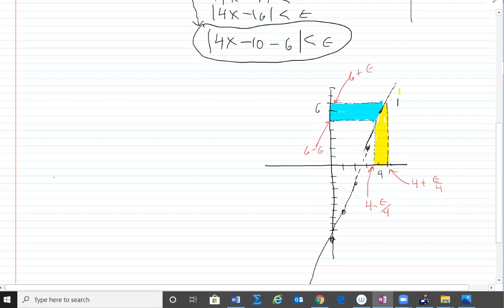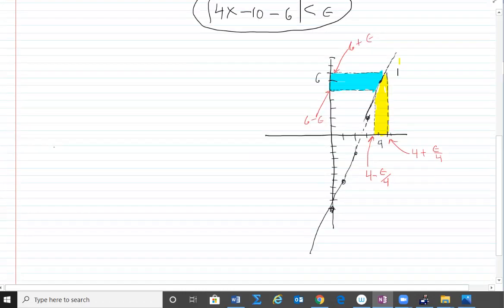I have a little diagram down here that I've constructed. I'll show you what's happening here. This is f of x, 4x minus 10. That's the line. And essentially what we're saying is this. This band in here is where x will be. Okay, this band is where x will be. x is somewhere in here.